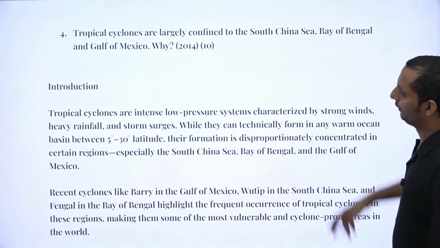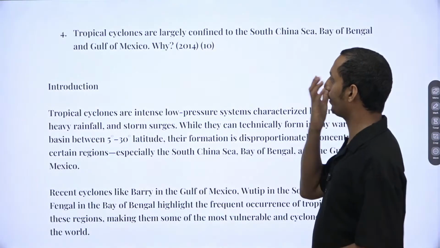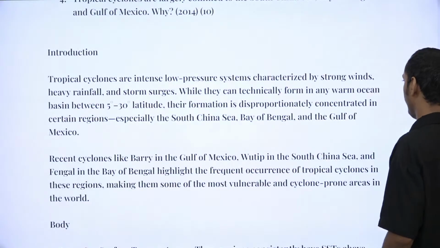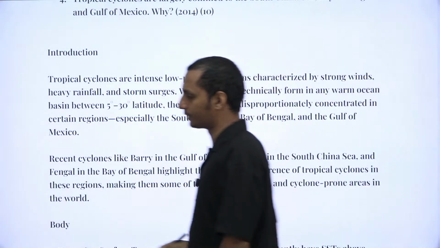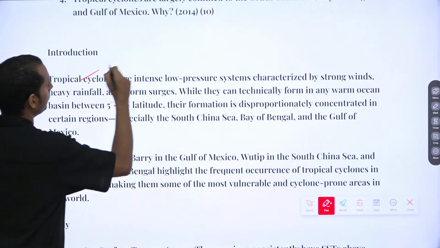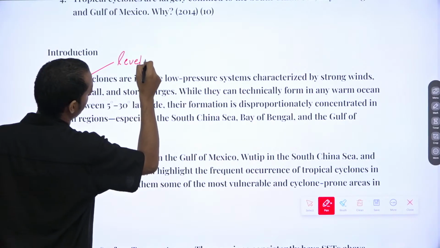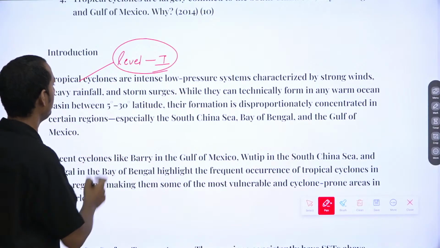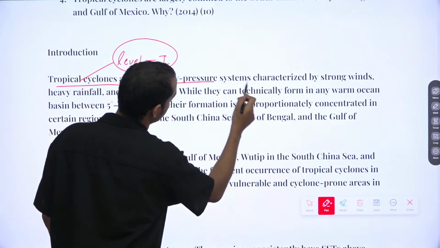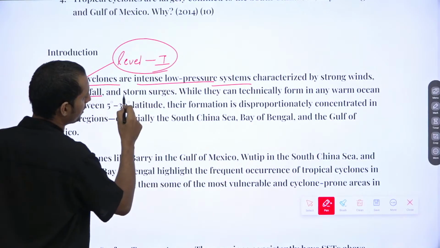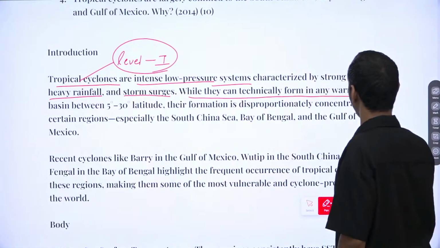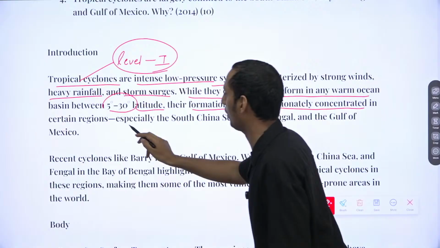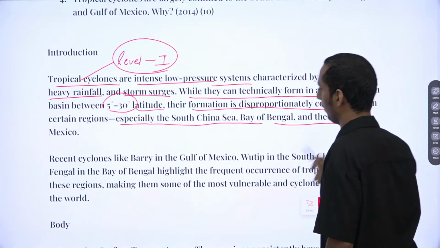Now the next question, tropical cyclones, again a similar question. Tropical cyclones are largely confined to the South China Sea, Bay of Bengal, and Gulf of Mexico. Why? Now here, what can you mention? This is a level 1 kind of introduction. You can mention what tropical cyclones are: intense low pressure systems characterized by strong winds, heavy rainfall, and storm surges. While they can technically form in any warm ocean between 5 to 30 degree latitude, their formation is disproportionately centered on regions such as the South China Sea, Bay of Bengal, or the Gulf of Mexico.